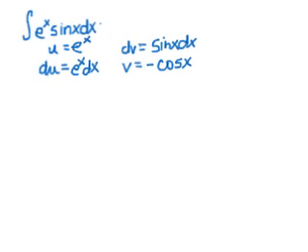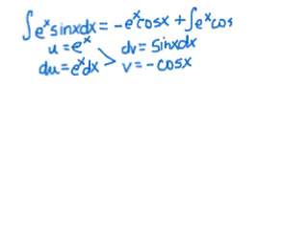So let's substitute it into our u times v. So there's u times v, negative e^x cosine x. Then we're going to subtract the integral of v times du. Now, we're subtracting a negative, so we're going to add. So we've got e^x cosine x dx. Well, the integral on the left side and the integral on the right side don't match. So we're going to have to do this process one more time.